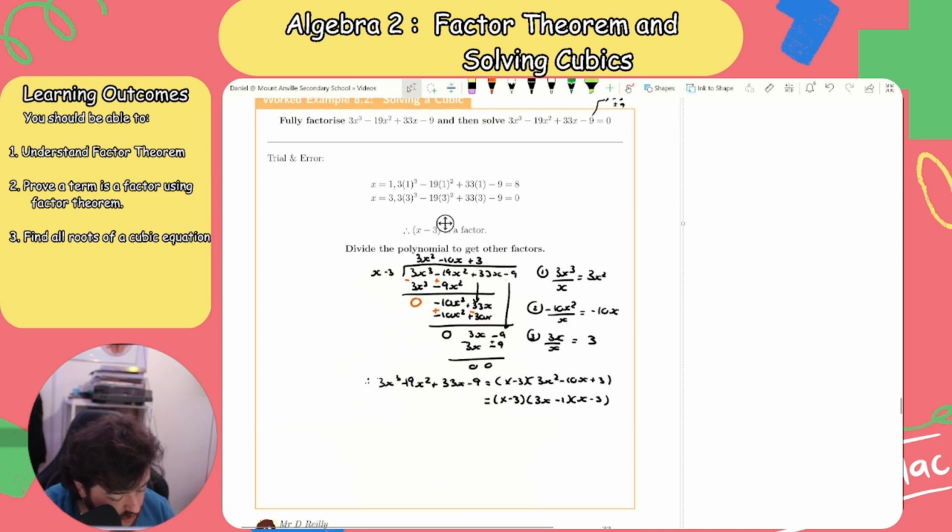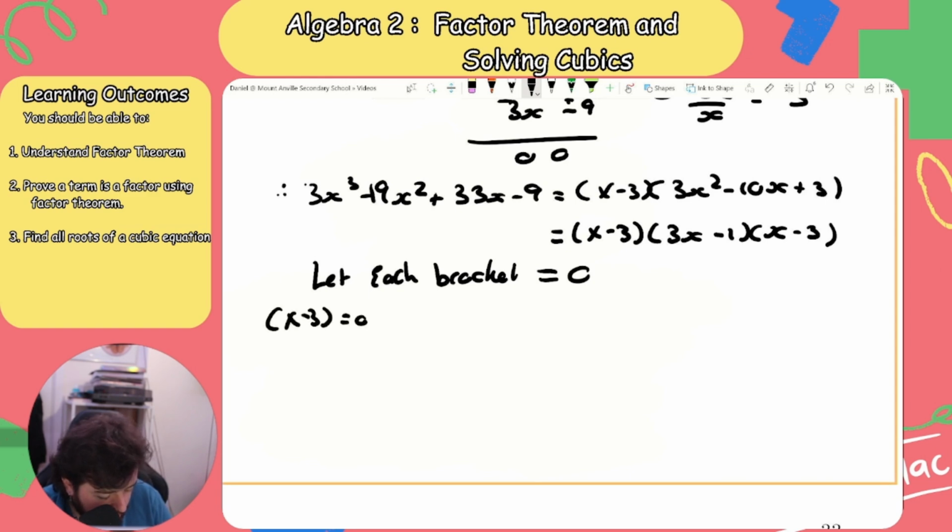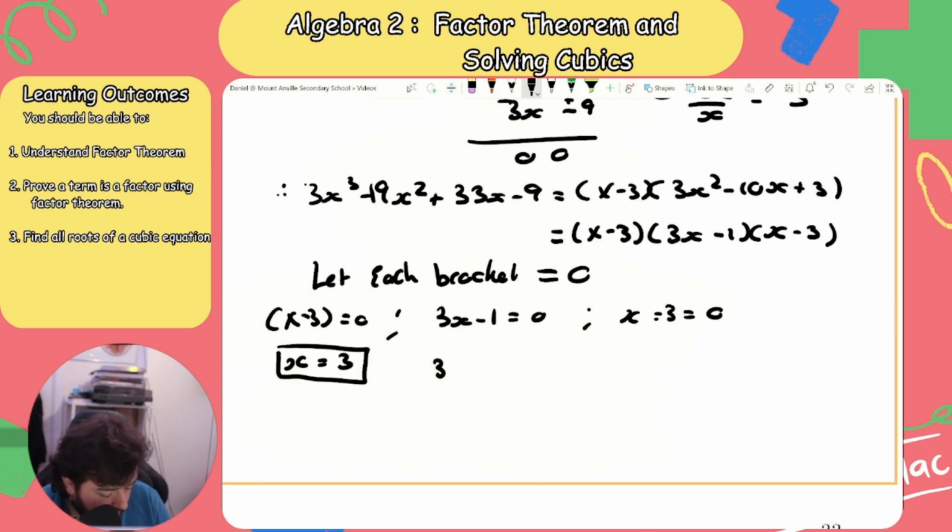Now, it's asking us to solve. So it's the same process as when we're solving quadratic equations. I let each bracket equal 0. So I'm going to have x minus 3 equals 0, 3x minus 1 equals 0, and x minus 3 equals 0. So x is equal to plus 3. That's my first solution. 3x equals 1, x is equal to 1 over 3. That is my second solution.